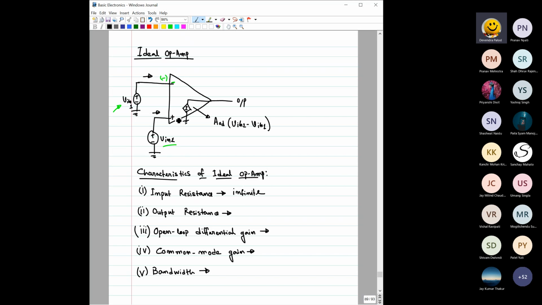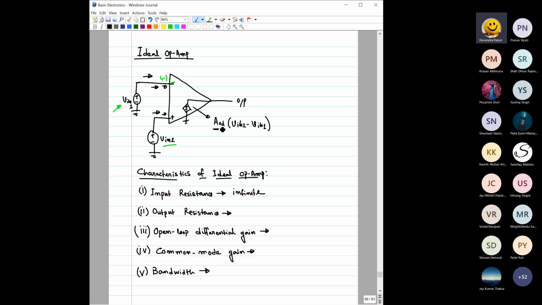If the input resistance is infinite, what is the current flowing through this terminal? If there is no other branch, then the current entering the op-amp would be zero. Definitely the current entering the non-inverting terminal would also be zero. So this is one of the important properties of an ideal op-amp. On the output side, it can be considered as a circuit like this: a voltage source, this side plus, this side minus, and the amplification is AOD.